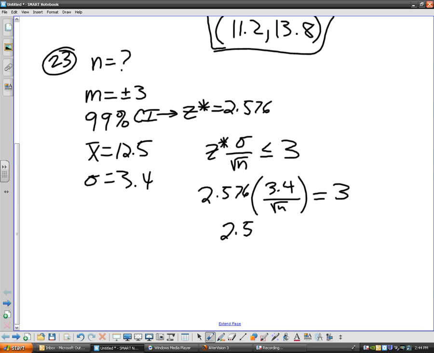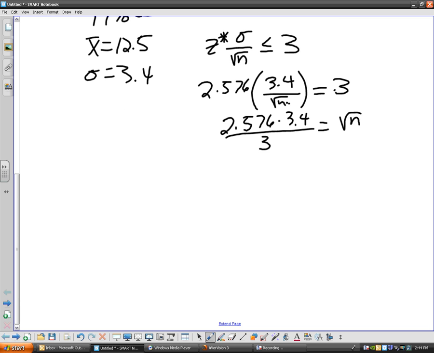What you do is, on your calculator, 2.576 times 3.4 divided by 3, and that equals the square root of n. You switch the places of those two pieces with a proportion. So square root of n equals 2.91947, etc. And to solve for n, you square both sides. So you get n and then 8 point something over here, but since we're talking about sample size, we really need to round up to 9.